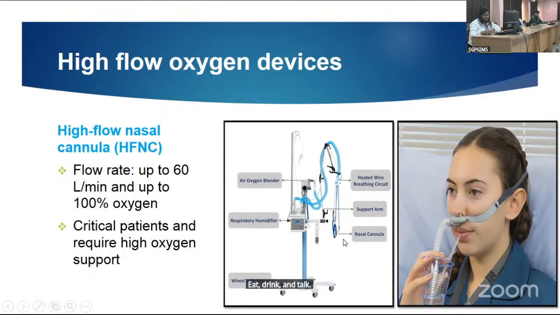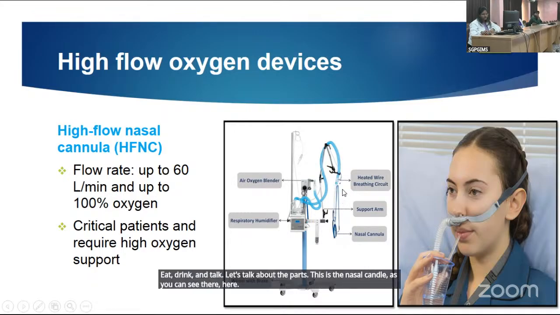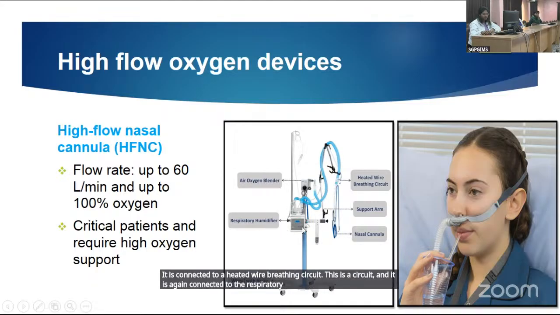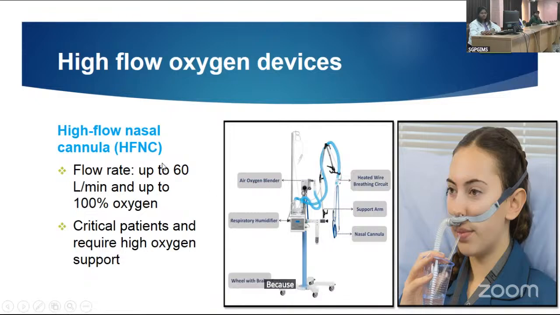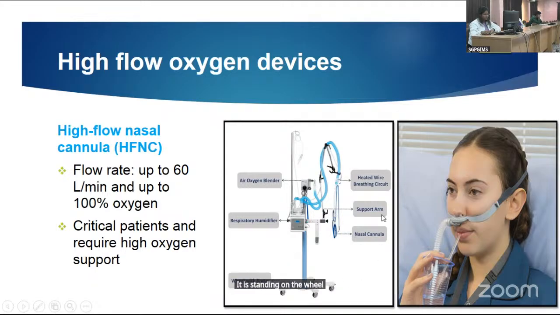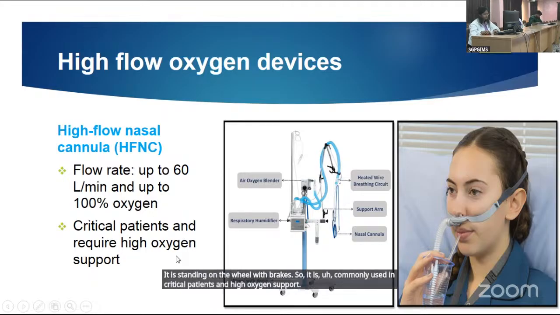Let's talk about the parts. This is the nasal cannula, as you can see here. It is connected to a heated wire breathing circuit. This is the circuit, and it is again connected to the respiratory humidifier, because high flow nasal cannula provides heated humidified air. Okay, and this is the respiratory humidifier which is connected to the air oxygen blender. It is standing on a wheel with brakes. It is commonly used in critical patients needing high oxygen support.